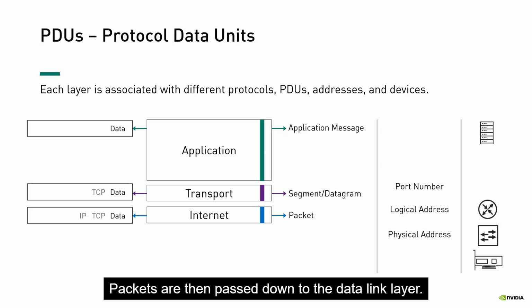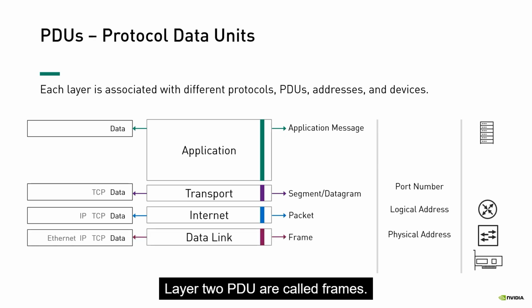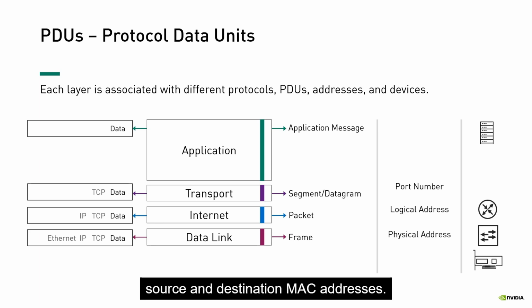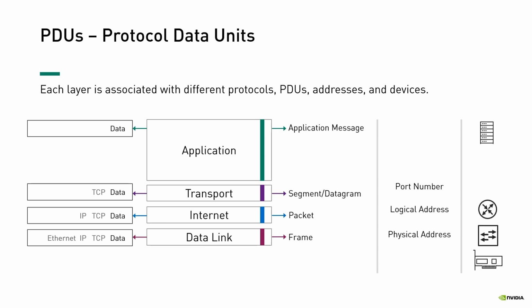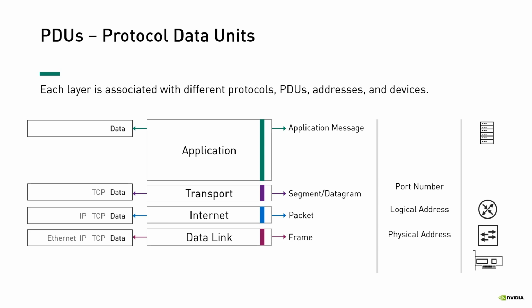Packets are then passed down to the data link layer that adds a layer 2 header. Layer 2 PDUs are called frames. The most important values in the data link layer header are source and destination MAC addresses. Frames are forwarded in the local network by layer 2 devices called switches.